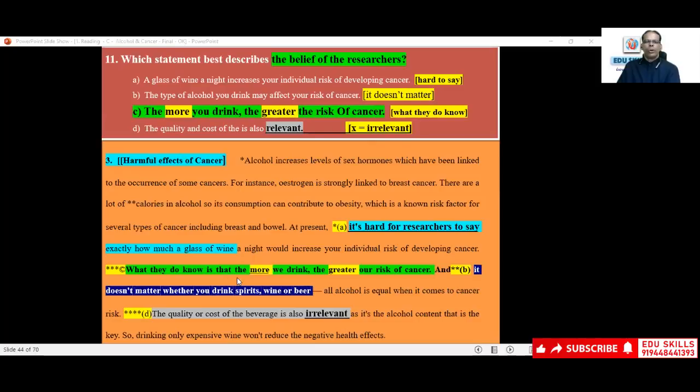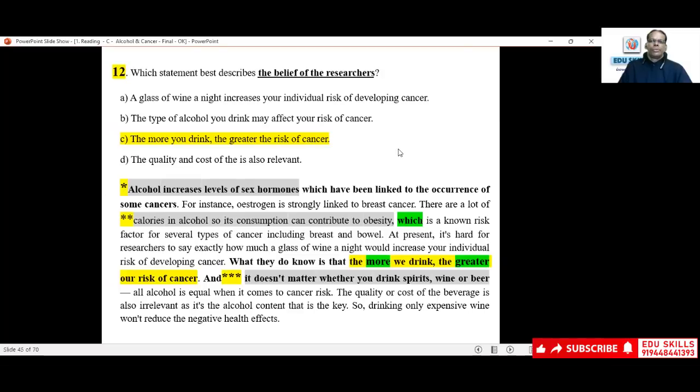Okay, what they do know is that the more we drink, the greater our risk of cancer. So what do they know is their belief. They know it. It may not be real fact, but then that's not their knowledge. So it is here. Okay.